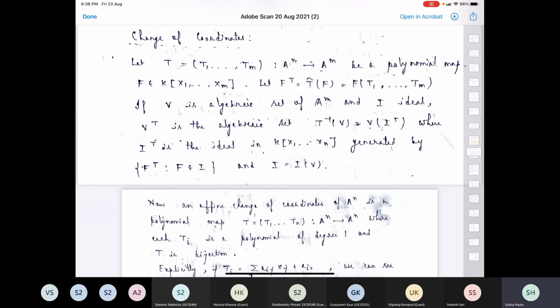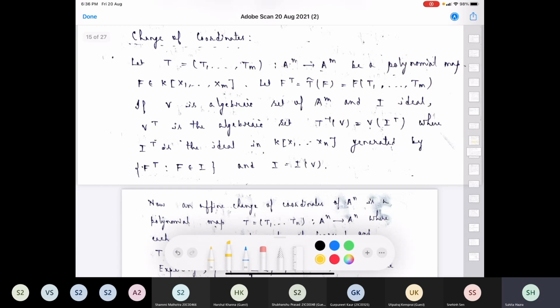Now let T = (T1, T2, ..., Tm): A^n to A^m be a polynomial map, and let F belong to k[x1, x2, ..., xm]. Now we denote F of T by T tilde F. So T tilde F means F of (T1, T2, ..., Tm).